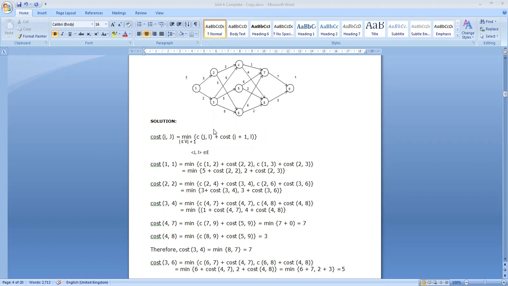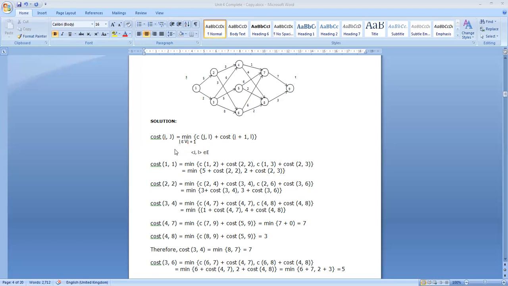Vertex 1 is in stage 1, vertices 2 and 3 are in stage 2, vertices 4, 5, 6 are in stage 3, vertices 7 and 8 are in stage 4, and vertex 9 is in stage 5. I have to find the shortest path from vertex 1 to vertex 9. Every edge goes from one stage to another stage. You see the edge 6 to 8 goes from stage 3 to stage 4. So it is a multi-stage graph.